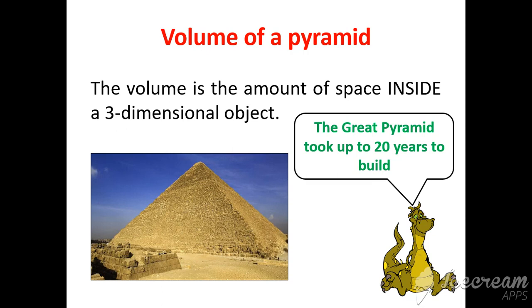Historians believe that the Great Pyramid took up to 20 years to build. It was basically a tombstone or resting place for one of the emperors. Not a bad resting place, eh?